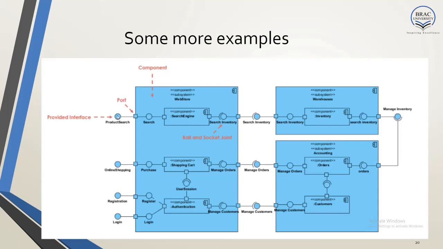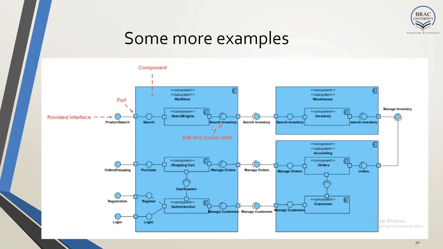So first of all, the web store allows product search, online shopping, registration, and login. So these are all the provided interfaces so that all these functionalities can be implemented by other components. So whenever there is a product search, the internal component search engine actually handles the search related functionality. The shopping cart component handles the shopping related functionality. So whenever someone places anything in the cart, this component receives that information or processes that. And the login and registration is handled by the authentication component.